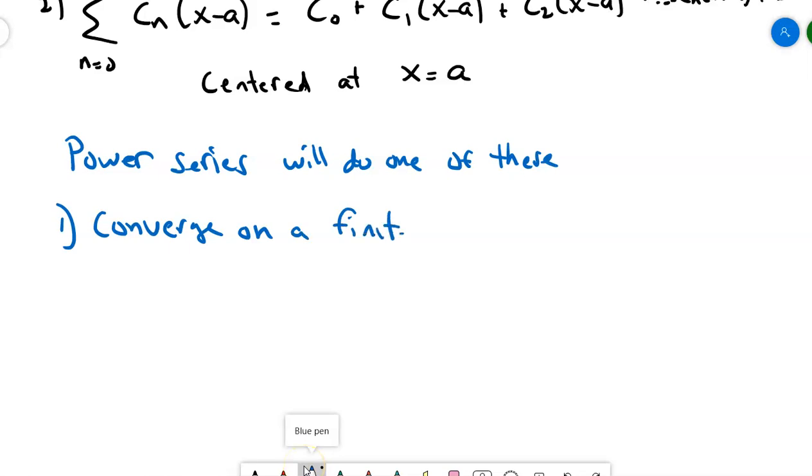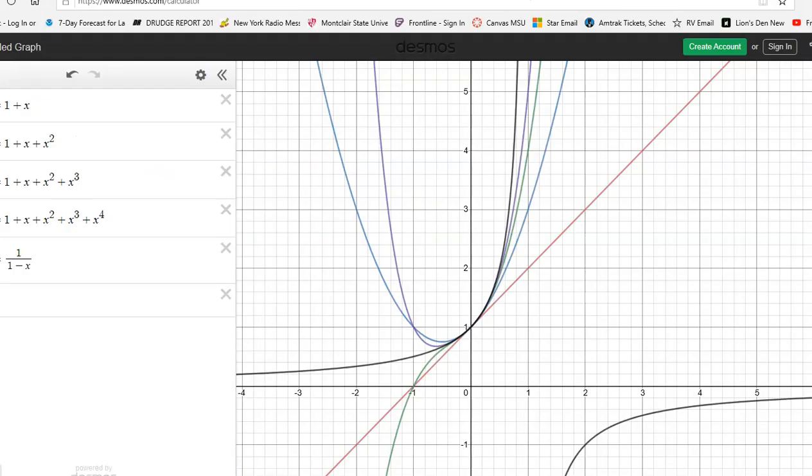So it's going to converge on some finite interval. That, by the way, is what the example we just did. This one converged between -1 and 1, so it was a finite interval between -1 and 1. That's where the series converged. Outside of that, the series diverged.